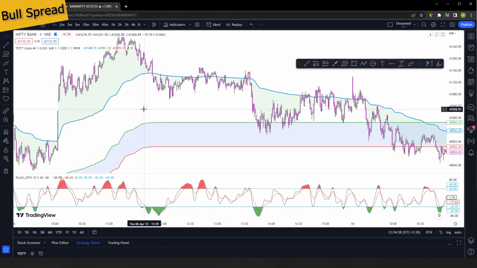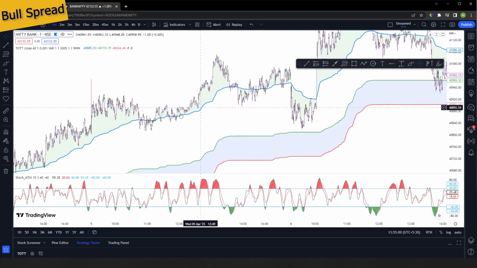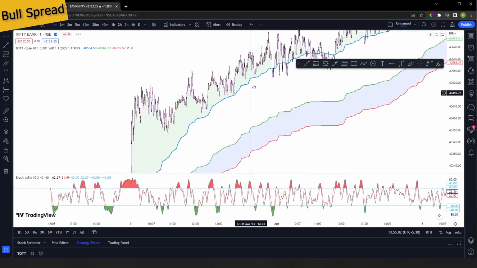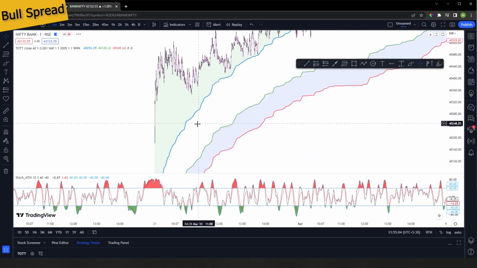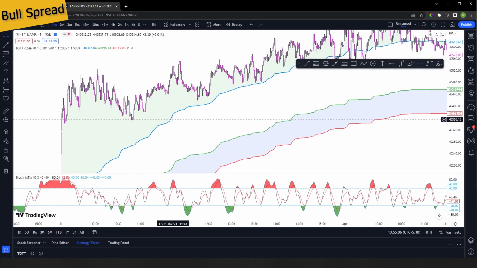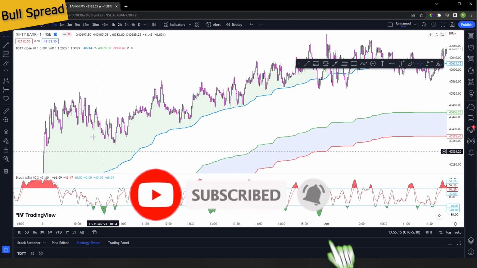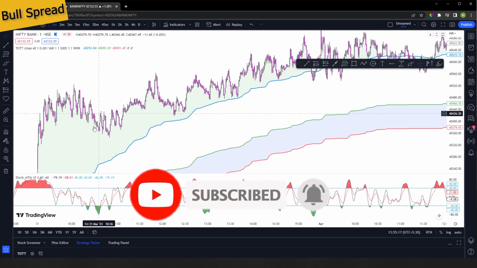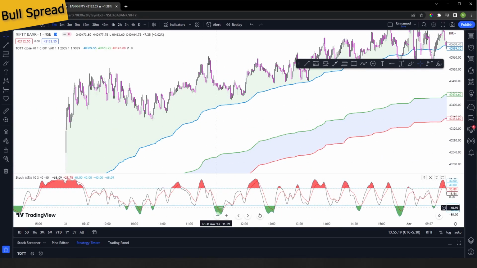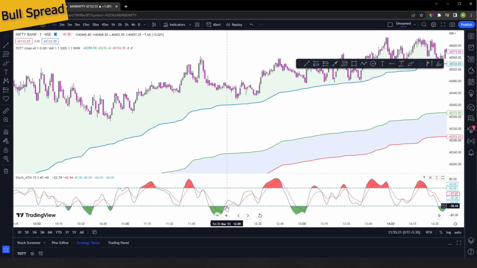So the strategy is very, very simple, guys. Let me give you an example and show you how it is. Let's say the price is above this blue line, we are going to look only for upward opportunities, which is bullish opportunities. So when are we going to enter? Once the price is above this line, we are going to wait to get a bullish view in the stochastic momentum.